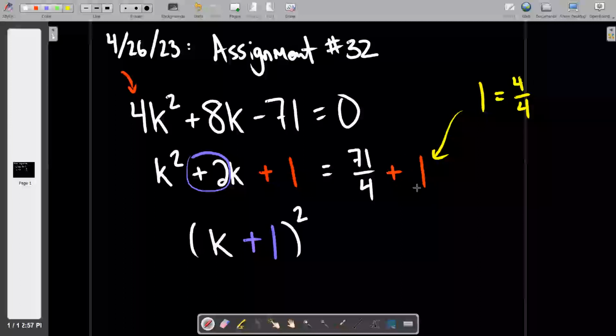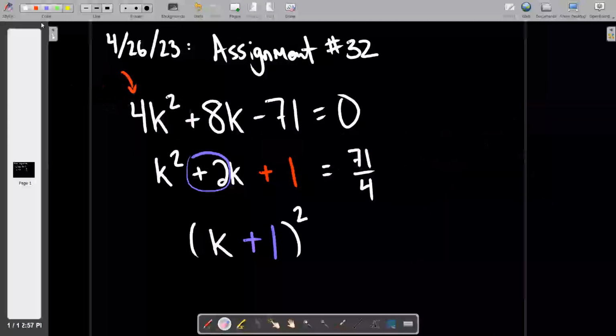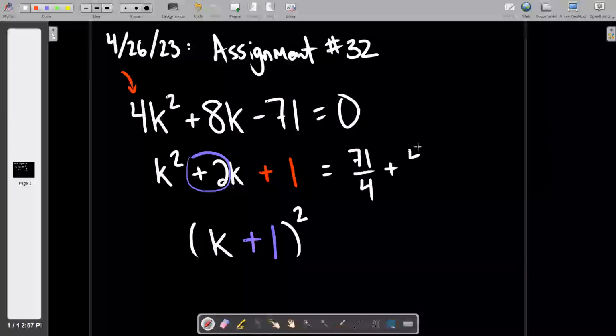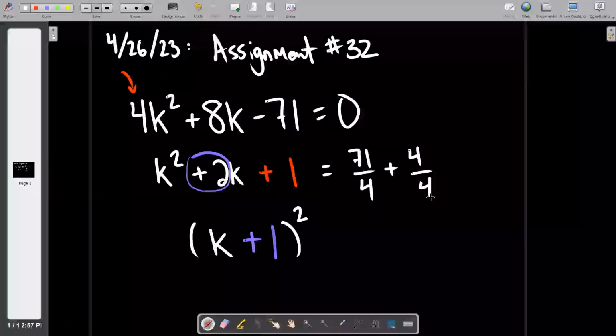So I'm going to take the +1 and swap it out with 4/4. And now I'm going to add the numbers on the right-hand side together because, well, that's what we do. 71/4 plus 4/4 makes 75/4.